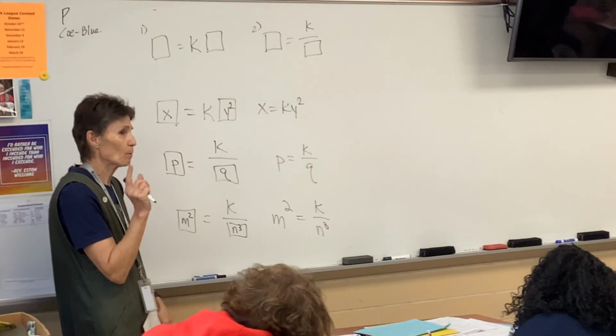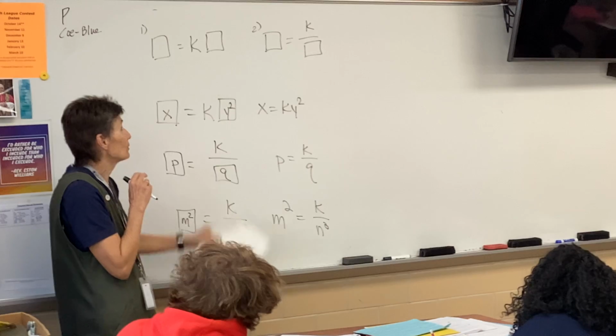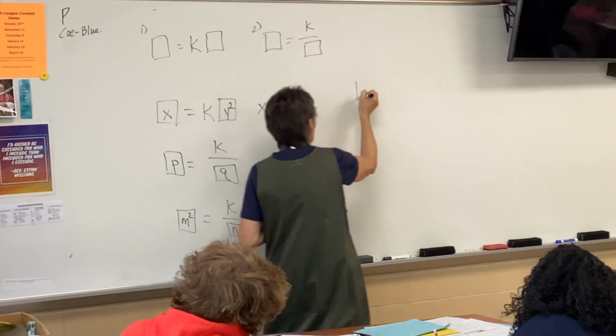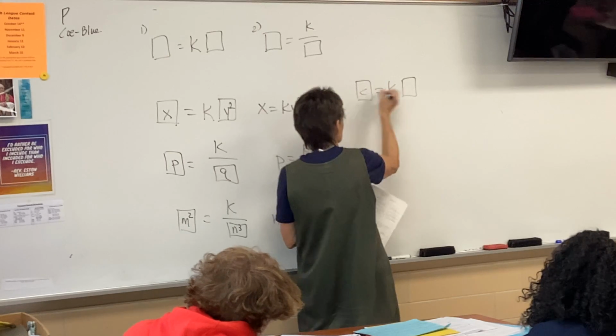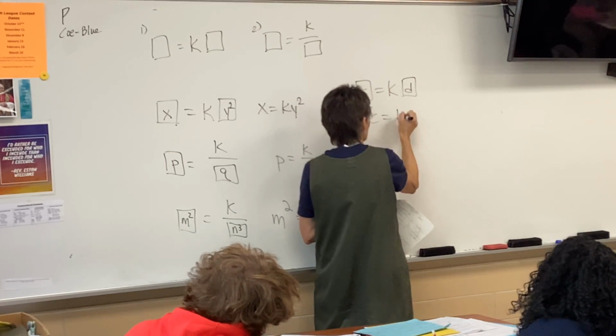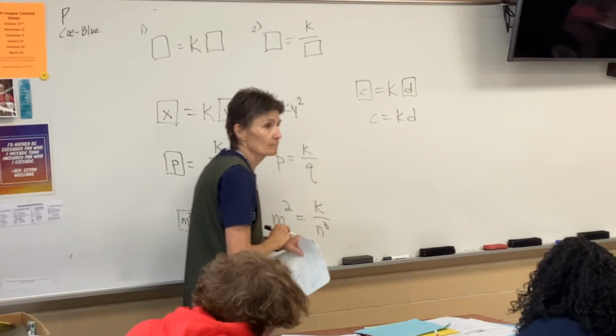And what does is proportional mean? Direct. Direct. So I'm going to have my direct variation and it's C and D, so that's it, just C equals KD. That's it.